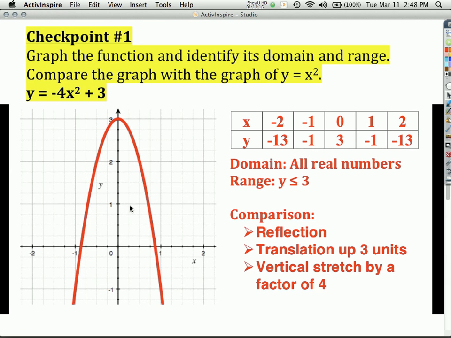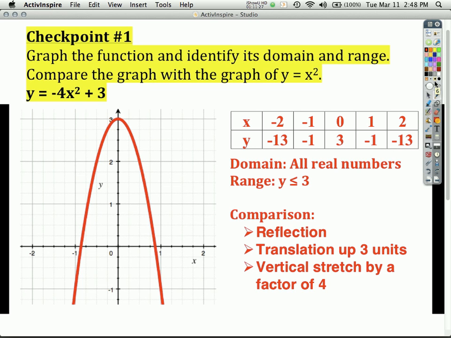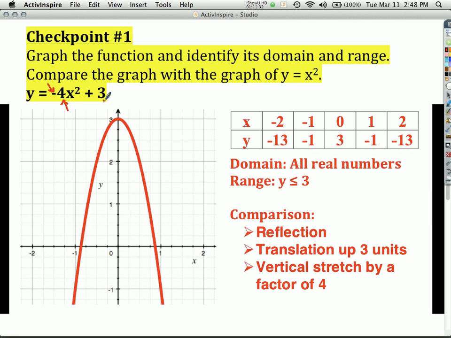But you have to pay attention to what we just learned here and what each piece of this means. This has meaning, this has meaning, and this has meaning. What does the negative tell us? What does the negative tell us? Danielle? That it's going to be upside down. So if it's positive, it opens up. If it's negative, it opens down and is a reflection.